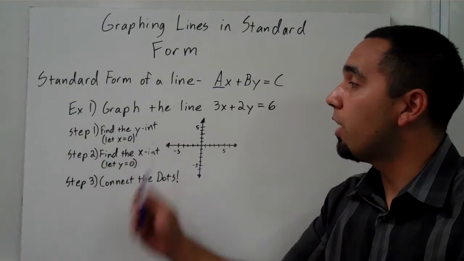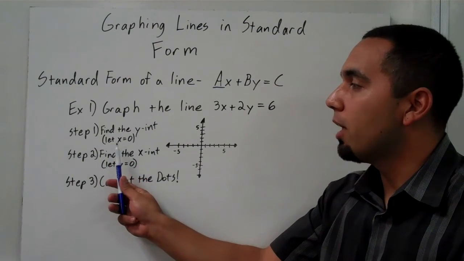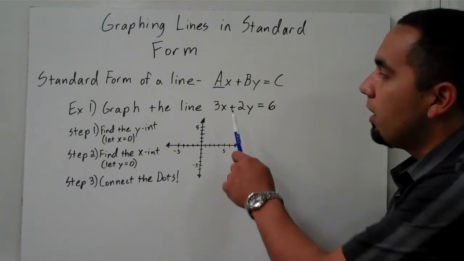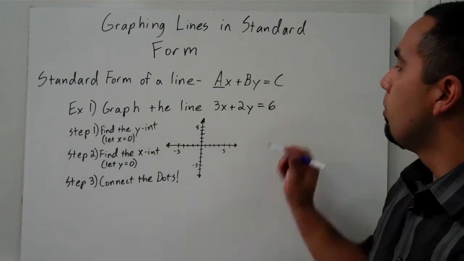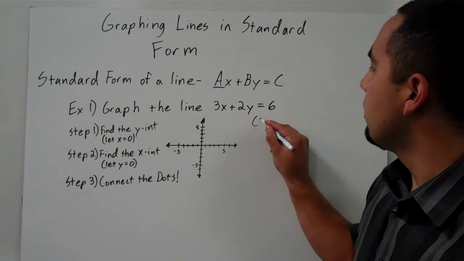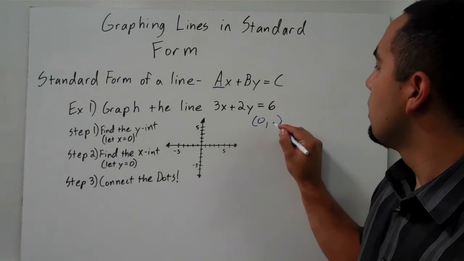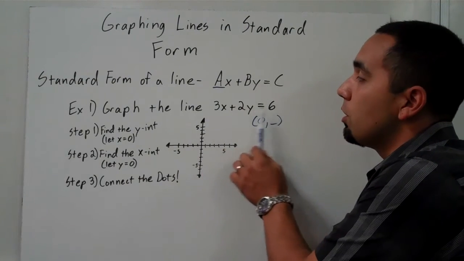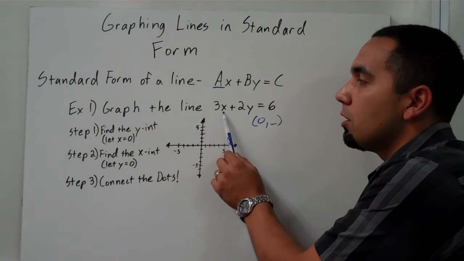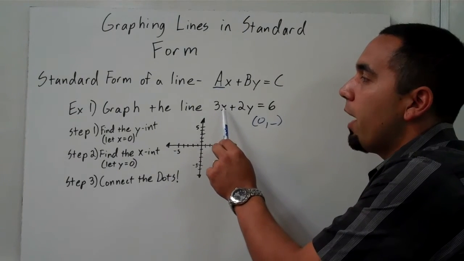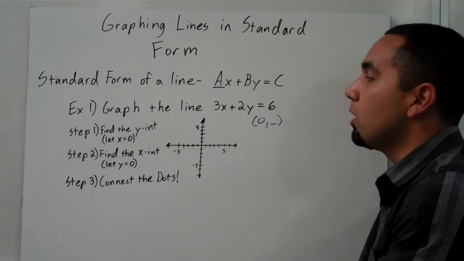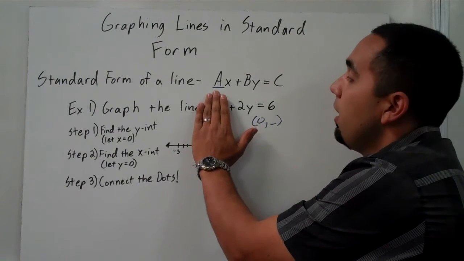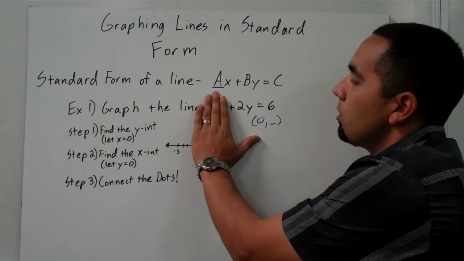Step one says find the y-intercept, and what I mean by that is we're going to let x equal 0. So if I let x equal 0, basically I'm finding the coordinate (0, something), and I need to find out what y equals. I'm going to solve this equation for y when x equals 0. If x equals 0, I have 3 times 0, so I can just cover up that piece and look, I have 2y equals 6.